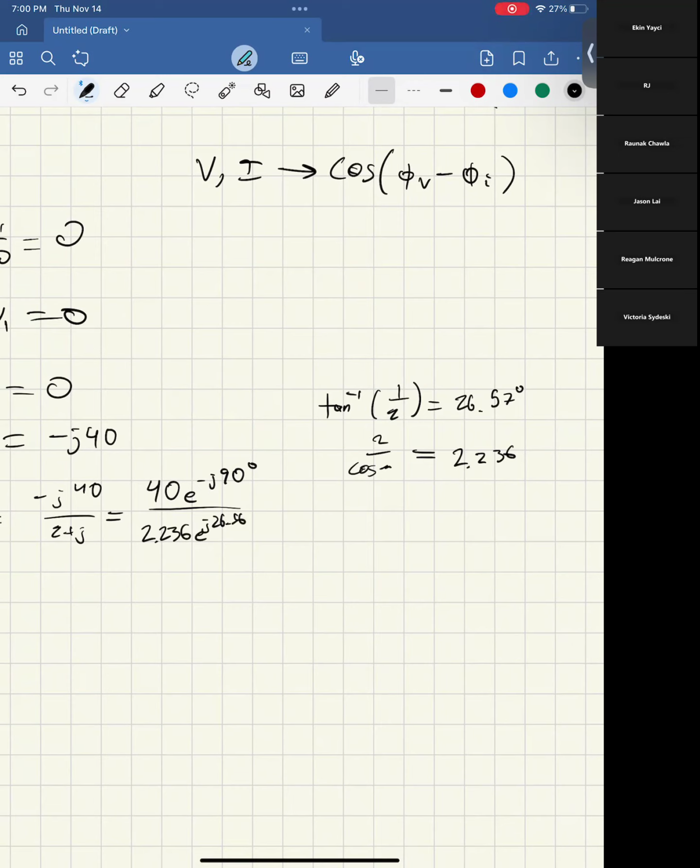And then if we do this nice subtraction, let me make sure we actually get the right number. Oh, is that right? I think I'm missing something somewhere, because I'm supposed to get a different phase. 0.24 e to the... Where did I miss it?